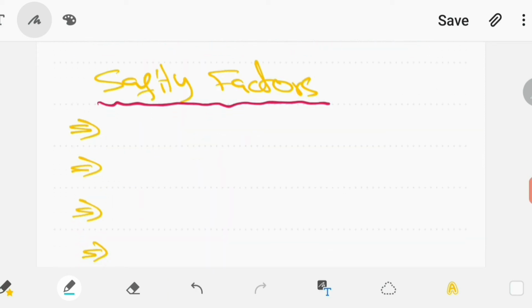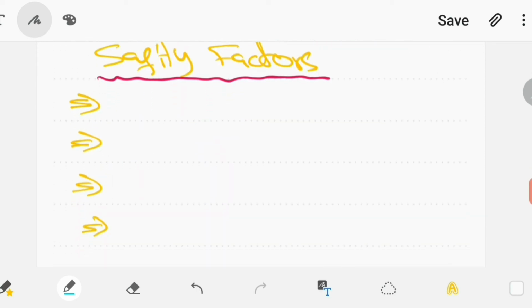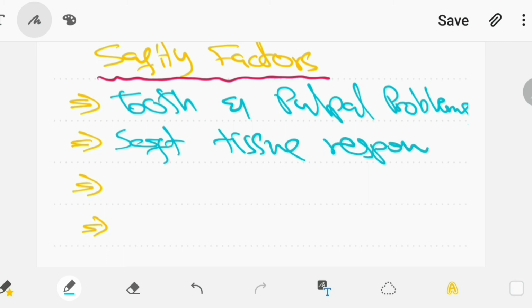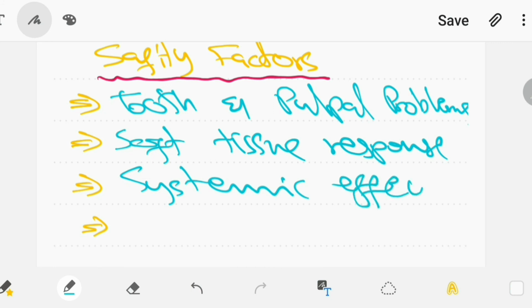The safety factors which are related to bleaching are the tooth and pulpal problems, soft tissue response, systemic effects, and the effects on the restoration.